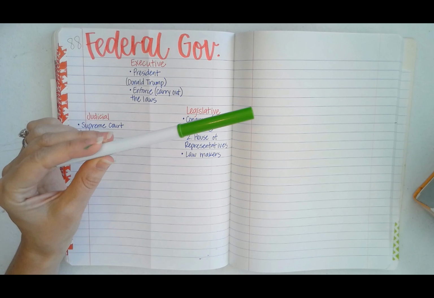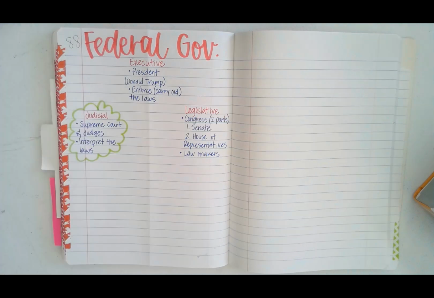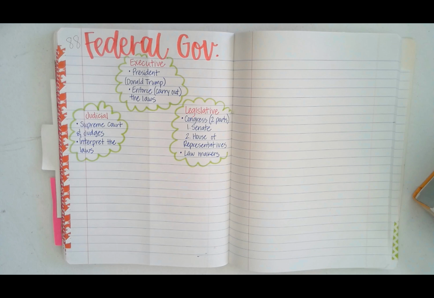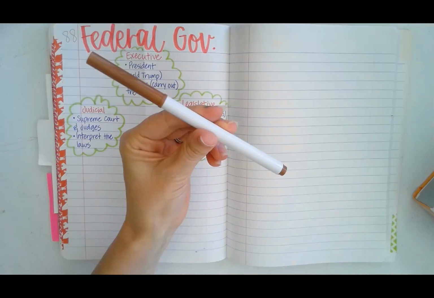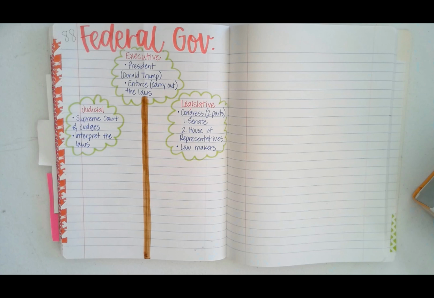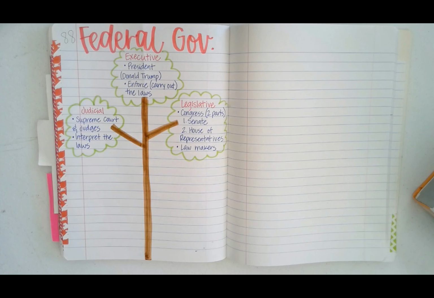I want you to grab a green color of any kind, a colored pencil, a marker, a pen, something green if you can, because we're going to put green clouds around the 3 branches here. Then I want you to grab a brown, anything will work. And I want you to draw a straight line down from executive. Not too thick and not too thin either, kind of the start of our tree here. Then I want you to make a branch for the legislative side and a branch for the judicial side.